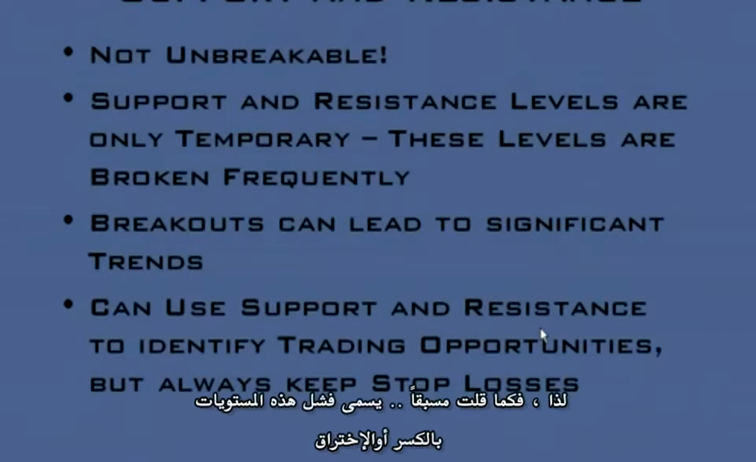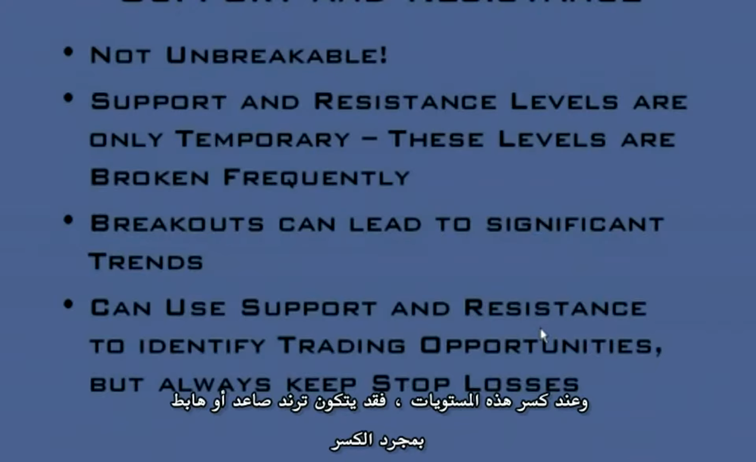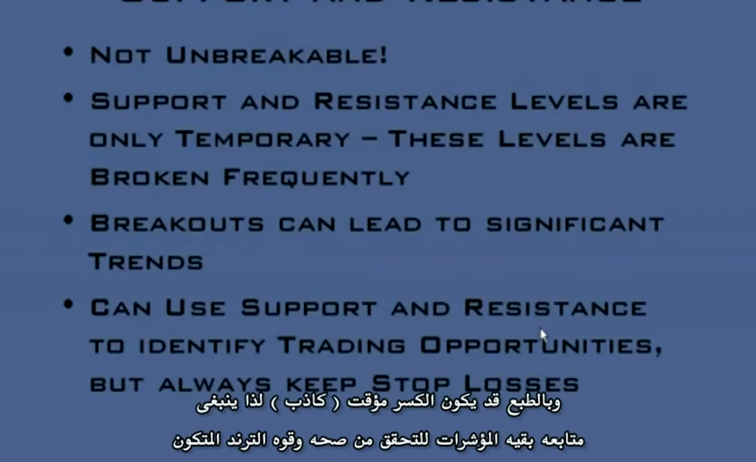As I said, when support and resistance levels are broken, it's called a breakout. And when a support or resistance level is broken, it can lead to a significant down or uptrend. If a support is broken, a strong downtrend could occur. If a resistance level is broken, then a strong uptrend may occur. Of course, a breakout can be just temporary, so you have to look at other indicators to see how strong that trend might be.